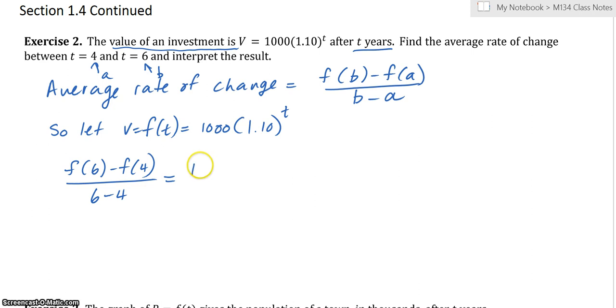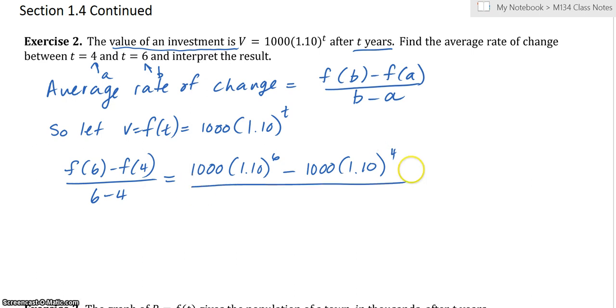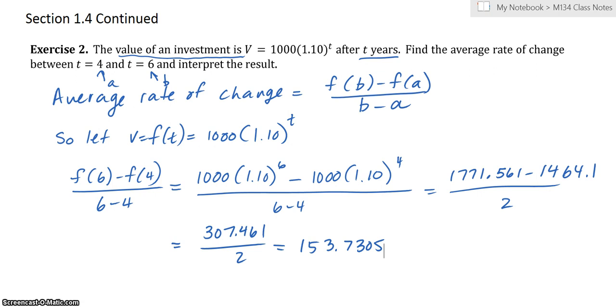So go ahead and plug that in. What you get is a 6 here. The same thing, 1.10 to the 4, all over 6 minus 4, or if you want to call that 2, you're more than welcome to. And you can figure this out on your calculator. So I just figured each one of these out on the calculator. I subtracted them and got 153.7305 without rounding.